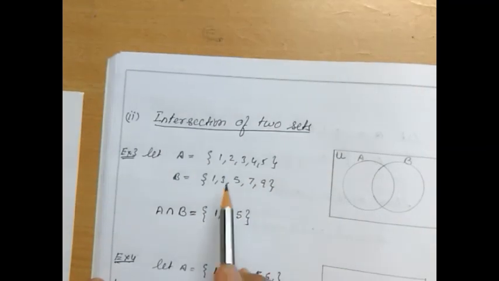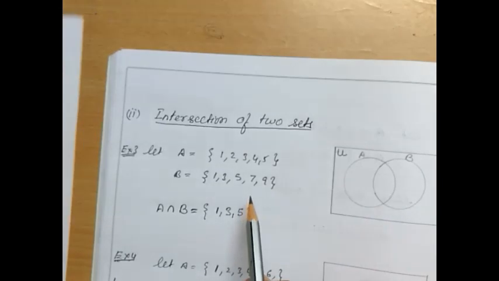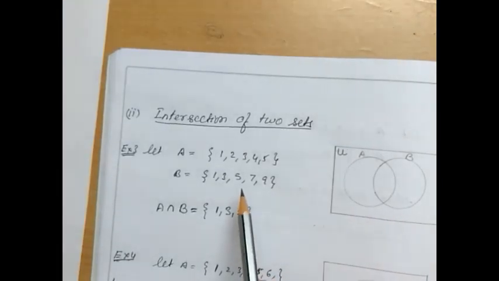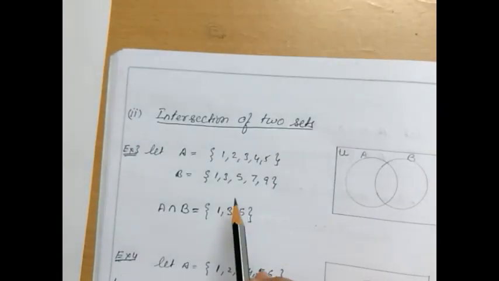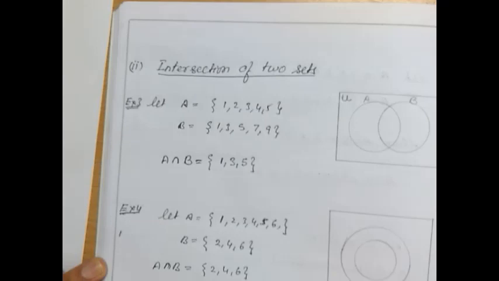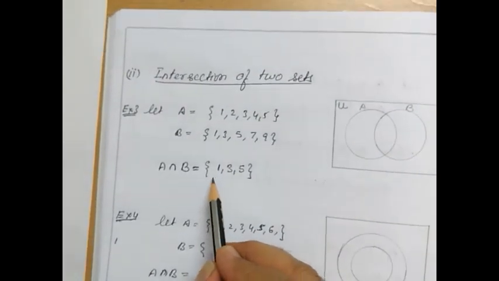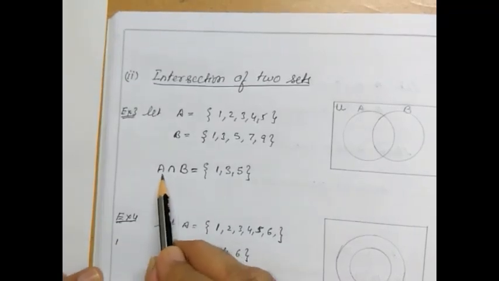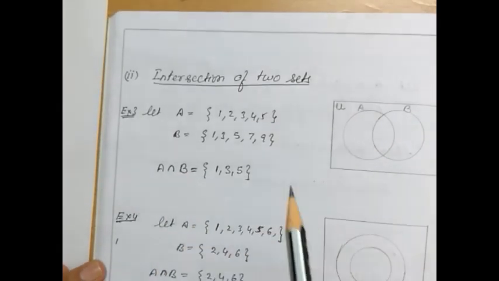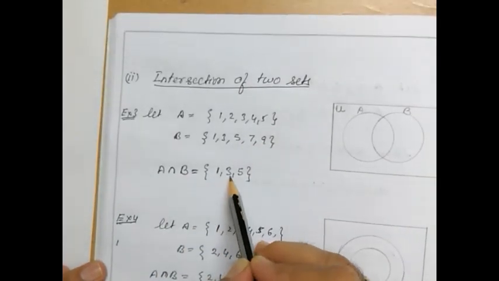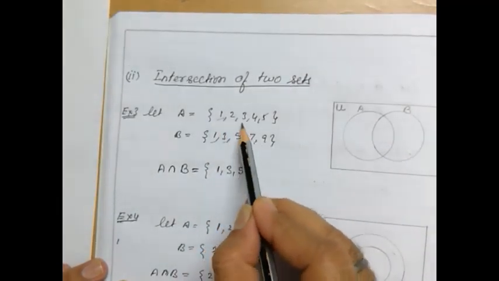To understand the intersection of two sets, let's take up the example where set A is 1, 2, 3, 4, 5 and B is 1, 3, 5, 7, 9. In the previous one, the union, we were writing the common elements once. Now in this one we will be writing the common elements only. We will not write the elements which are not common. When we are talking about the intersection, that means the points where the two sets meet. So here 1, 3, 5 are the elements which are common in both sets.